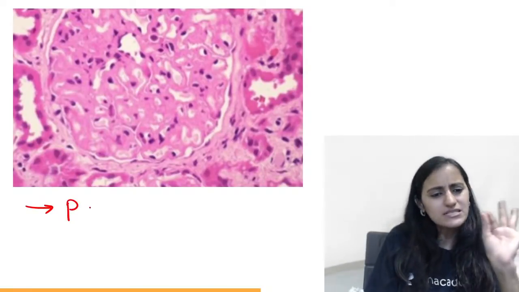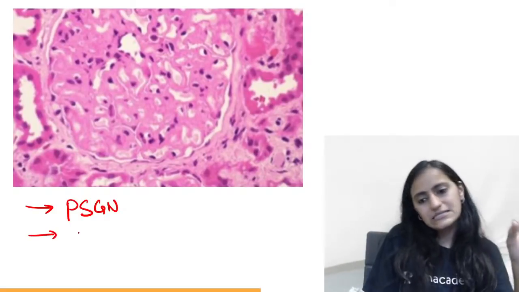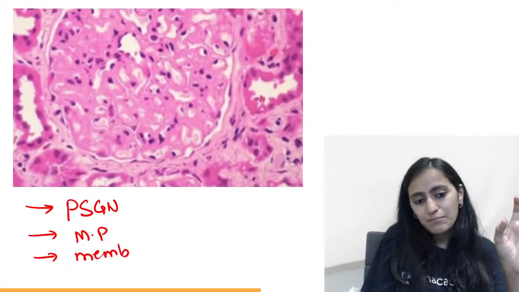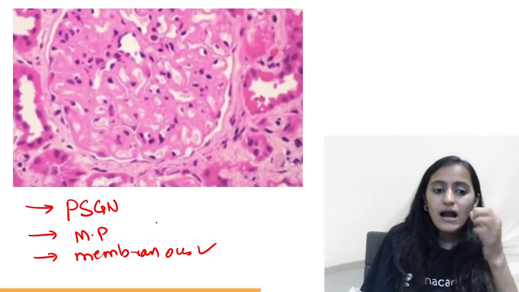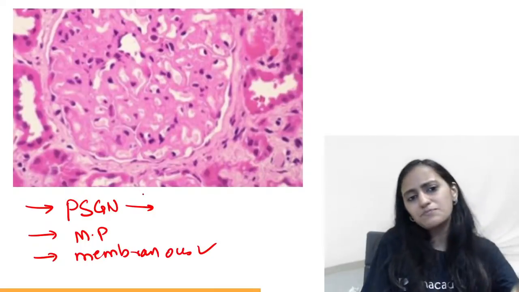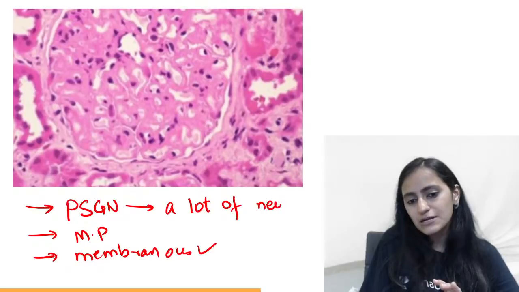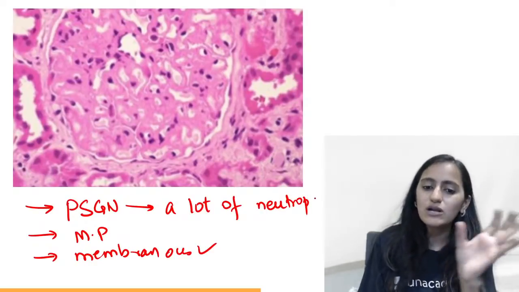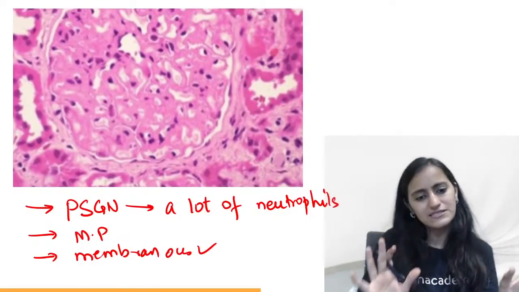So here are quick points on how to identify the image. This is not PSGN. This is not membranoproliferative. This is membranous. Now, how to identify PSGN? Remember the most important thing in the image: a lot of neutrophilic infiltrate will be seen. That is why it is proliferative. It is also called acute proliferative. You will see a lot of WBCs, the neutrophils coming in.